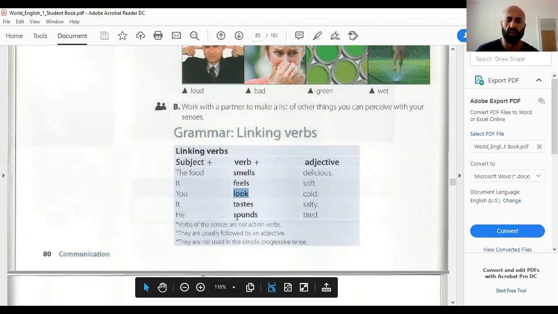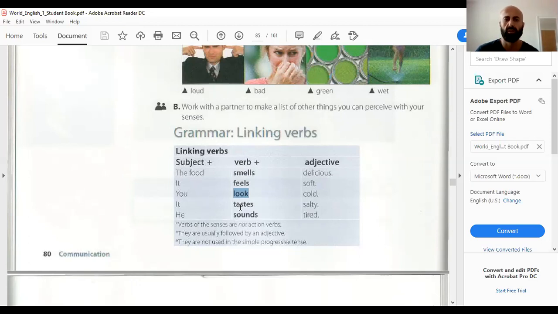He sounds tired. These are like he, she, it. Most of the time they are used that way, which is why you see the S at the end of the verb. But depending on the subject, if it's I, you, we, they, you don't need to put S. And as you can see, there is a subject and a verb and then an adjective. The adjective is just defining the subject.